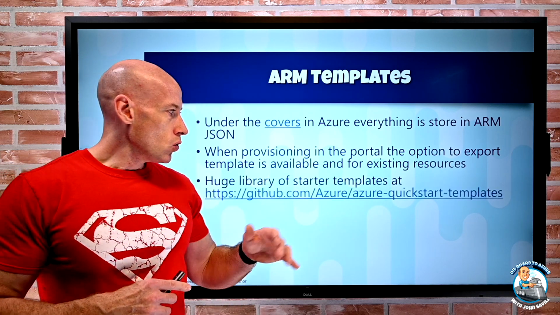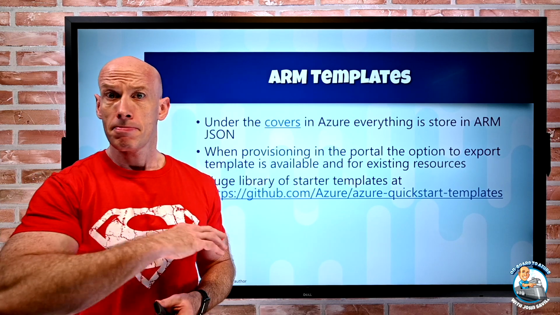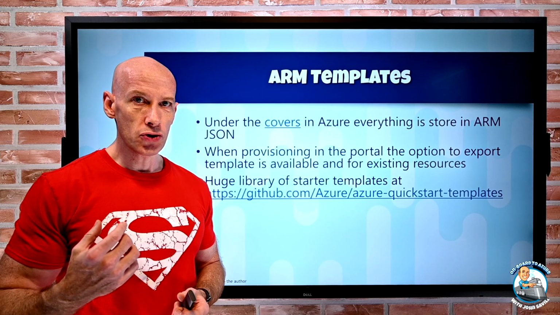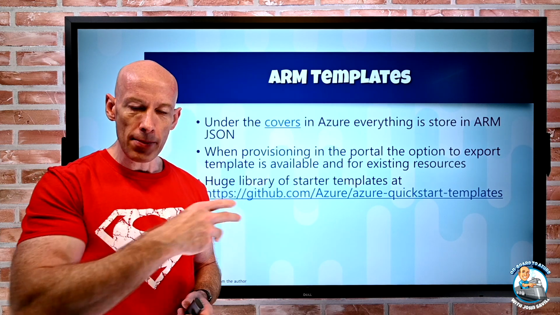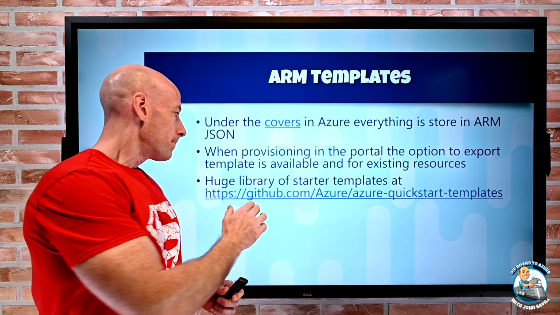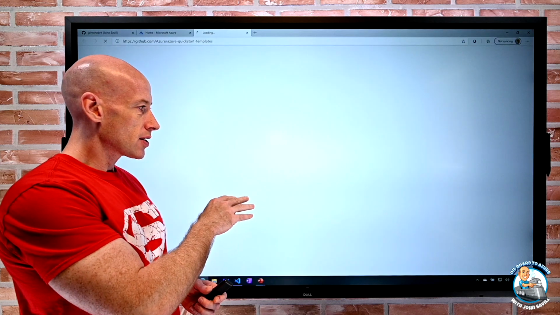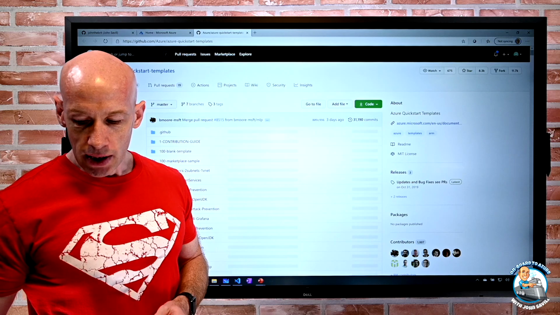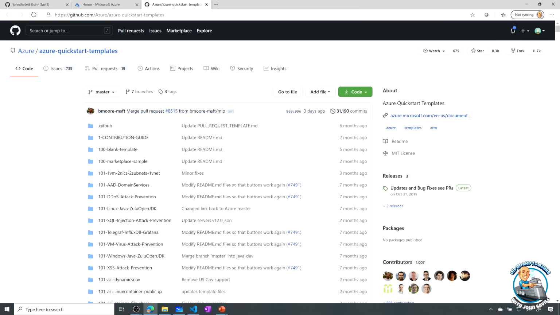Now there is a huge library of starter templates. Can I create them from scratch? Yes, I can. Do I want to? No, I don't. They're really not very friendly. Now I'm going to walk through a bit more detail of one in a second, what makes it up. But the easiest way to do this is to go and look at the quick start templates. There's a huge number of these. You'll see like 101. These are the most simple. Then there are 201s, 301s. They get more and more complex.